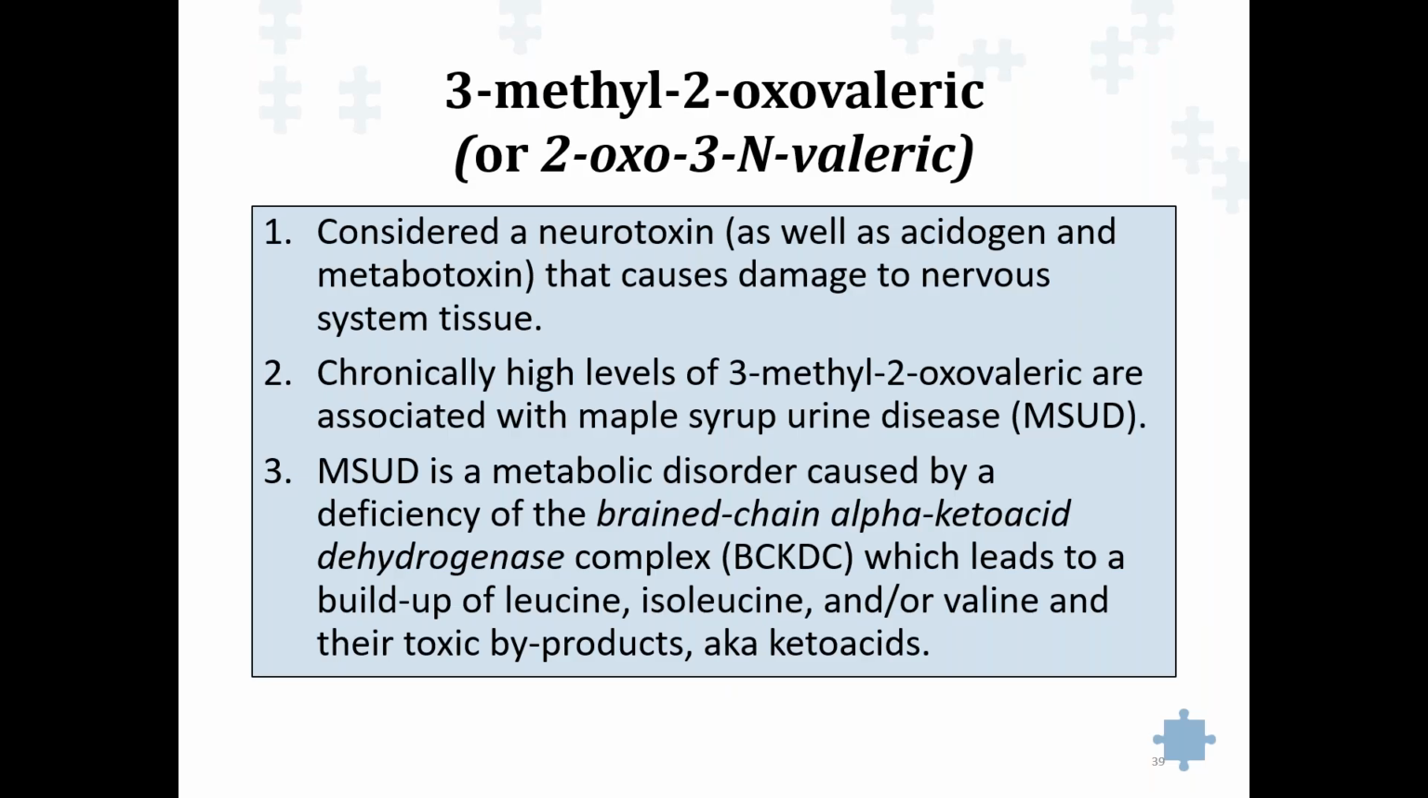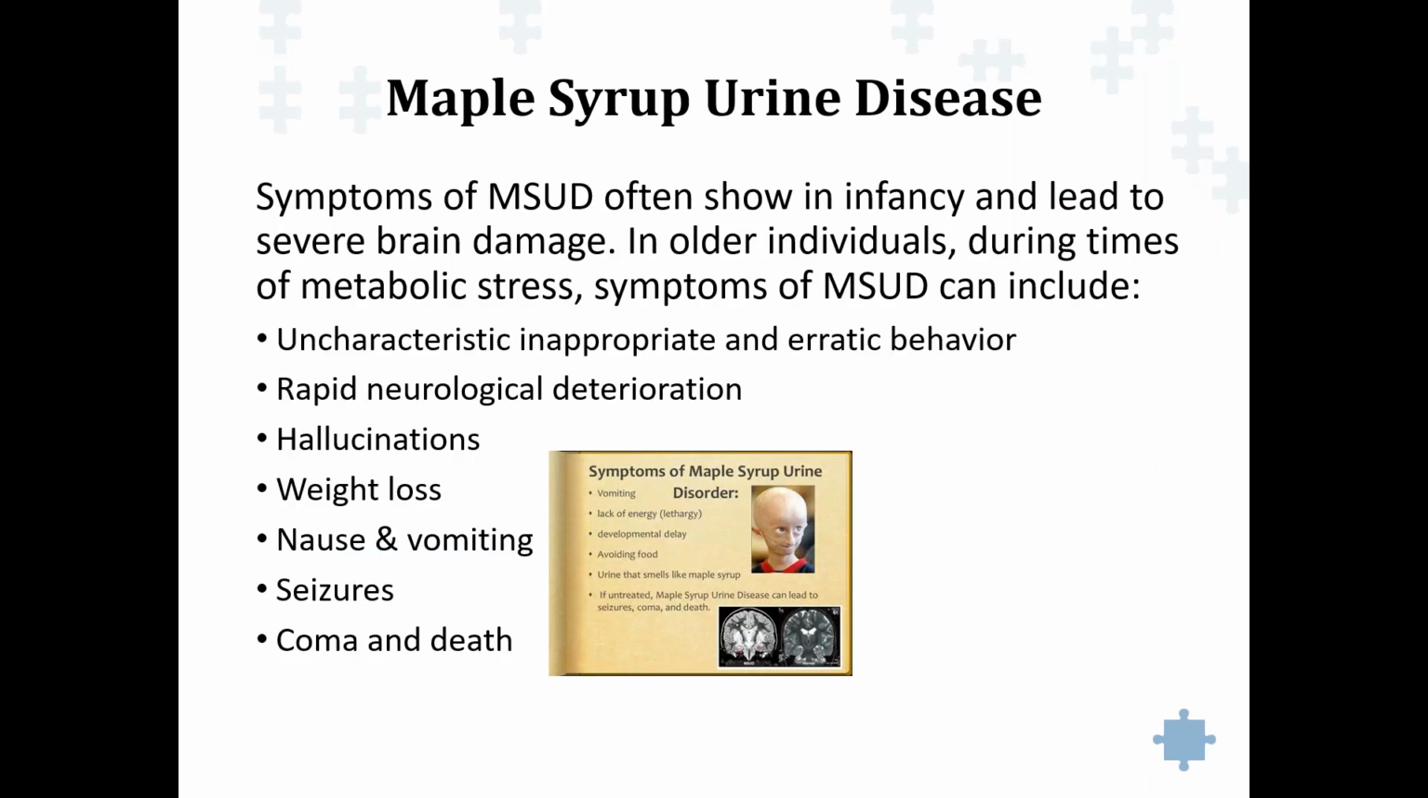And that can lead to a buildup of leucine, isoleucine, and valine, and some of their what are called keto acid byproducts. So what are the symptoms of maple syrup urine disease? Well, it can be uncharacteristic, inappropriate and erratic behavior, rapid neurological deterioration, hallucinations, weight loss, nausea, vomiting, seizures, coma, and then unfortunately death in individuals who are greatly compromised. This child does not have maple syrup urine disease. They don't have really any of these manifestations.